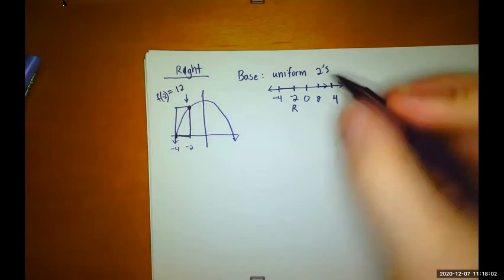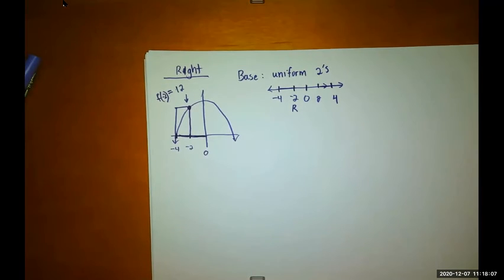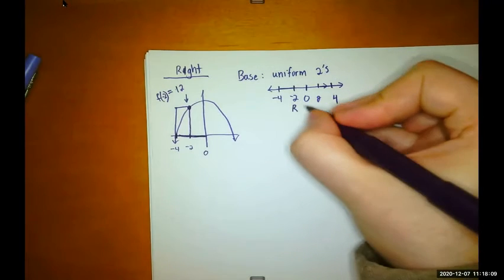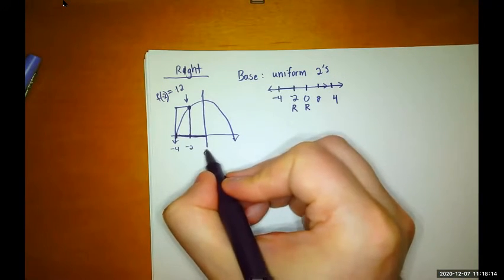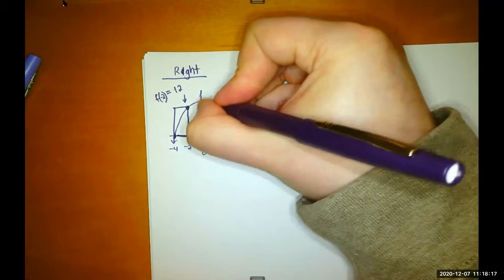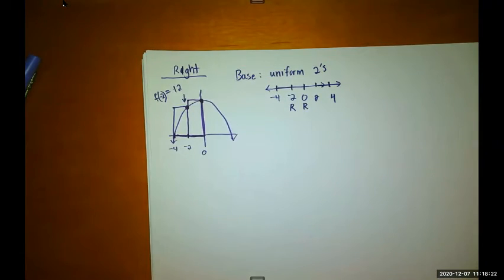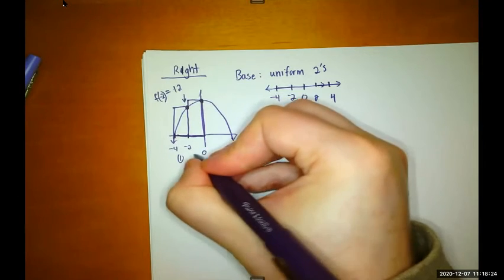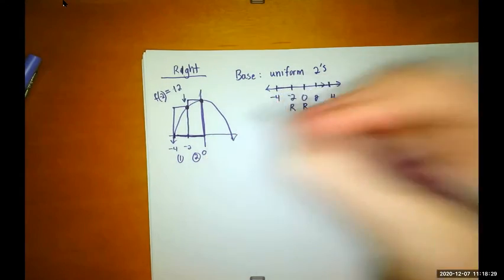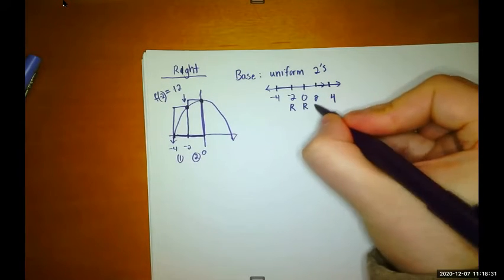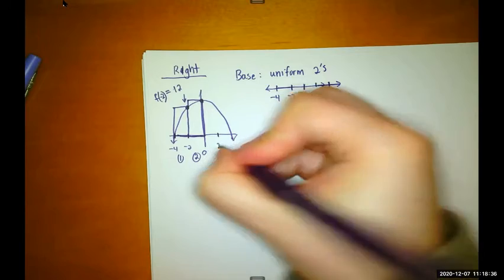Okay. The second rectangle goes from -2 to 0. And then because we're doing a right height rectangle, the right side is 0. So we'd put our point right there. That is the second rectangle whose area we're finding. Okay. Then the third rectangle goes from 0 to 2. We're doing the right.